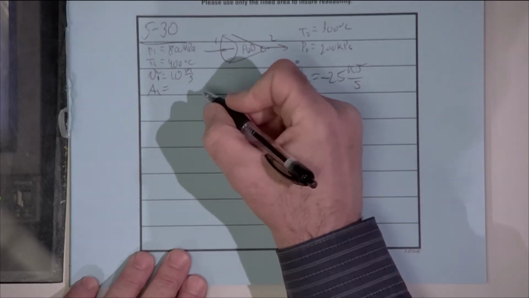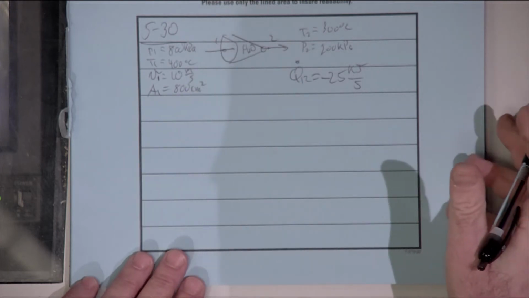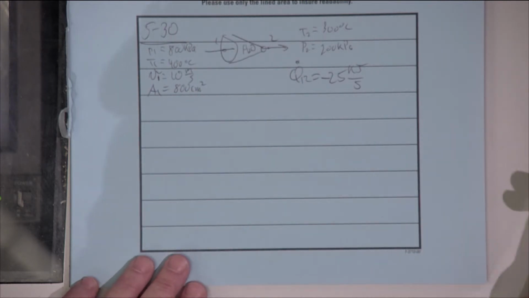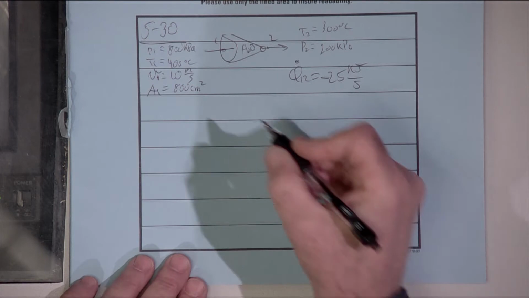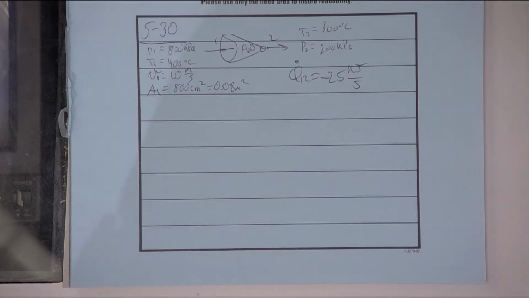It also gives me the inlet area. So A1 is 800 square centimeters. There's 10 to the 4th square centimeters per square meter, so that's the same as 0.08 square meters. So we'll definitely have to convert into square meters eventually. We may as well do it now.